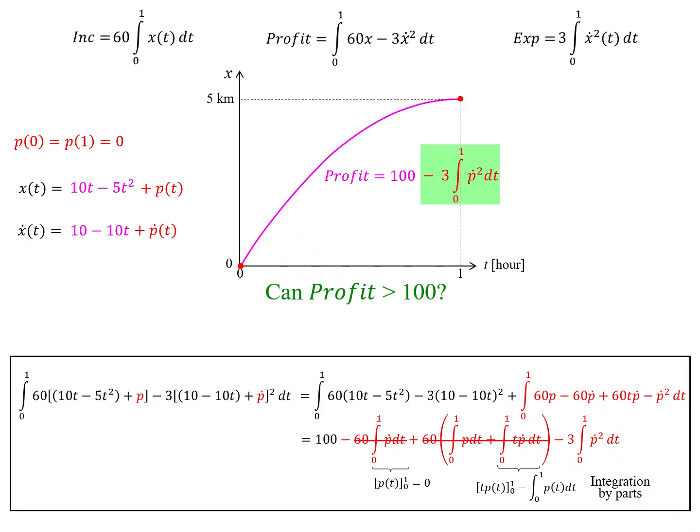This is the derivation of such extra term, which I will not go into details, but you can pause the video and take your time to follow the steps. Since this extra term of the profit cannot be positive, the profit cannot be over $100.